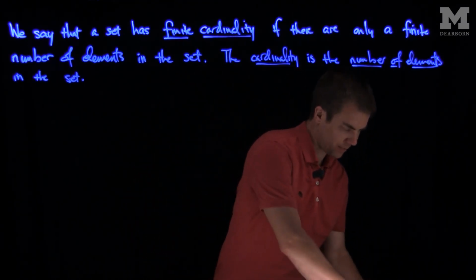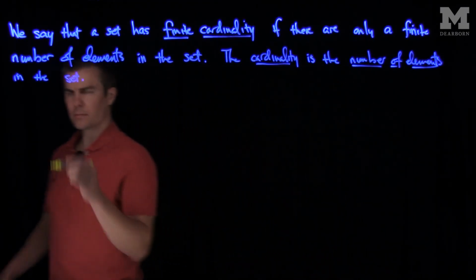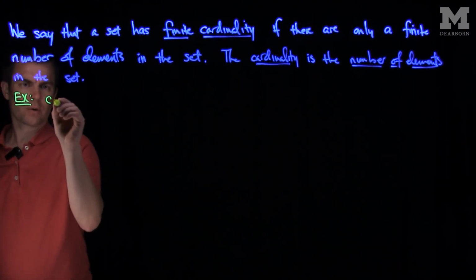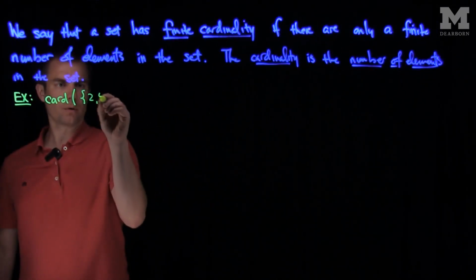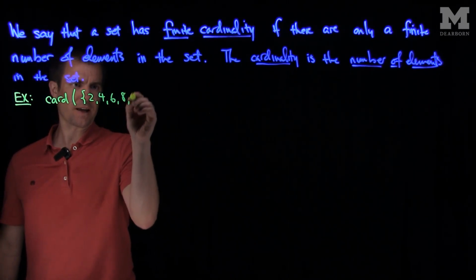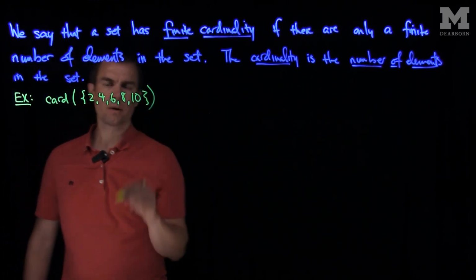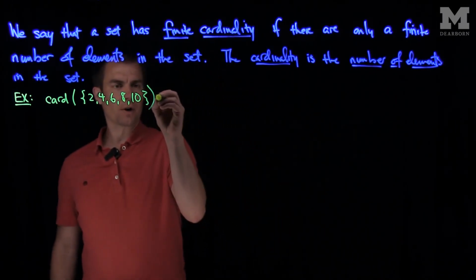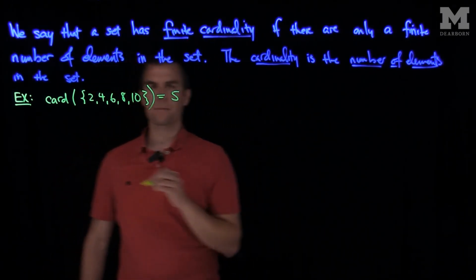So let's write down some examples. The cardinality, which I'll write as CARD, of the set of points 2, 4, 6, 8, 10, that's a set of the first 5 even integers, and so the cardinality of this set is 5.